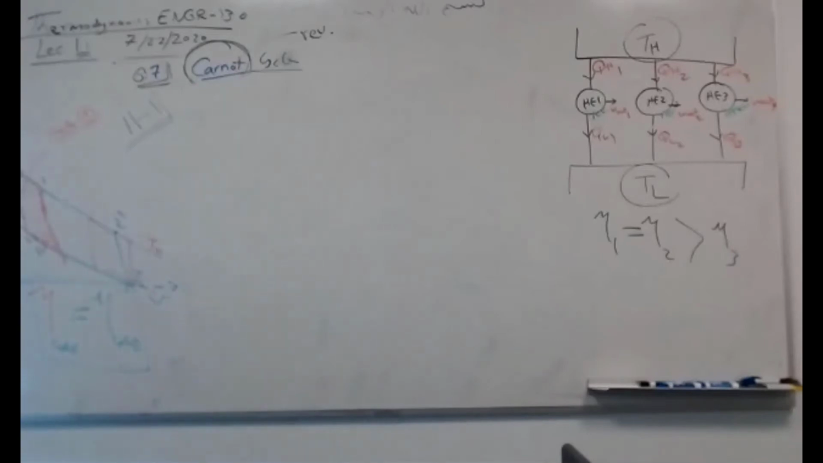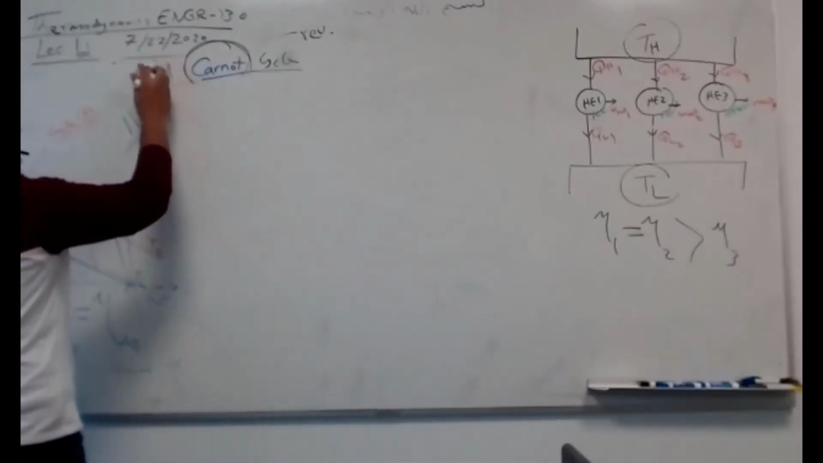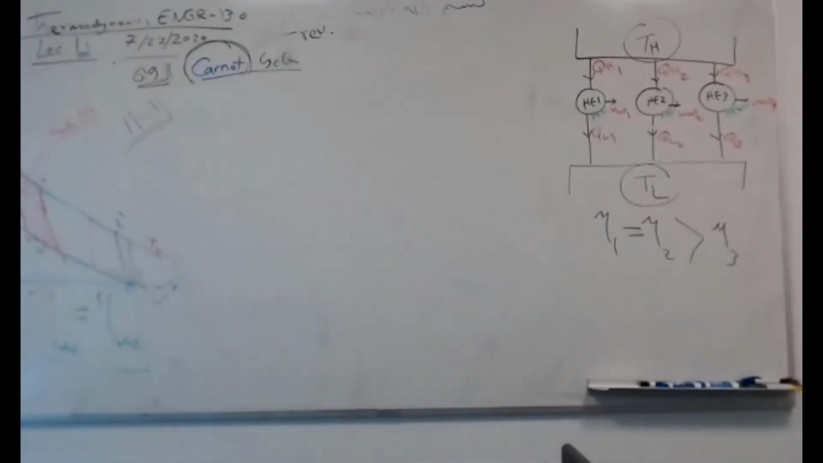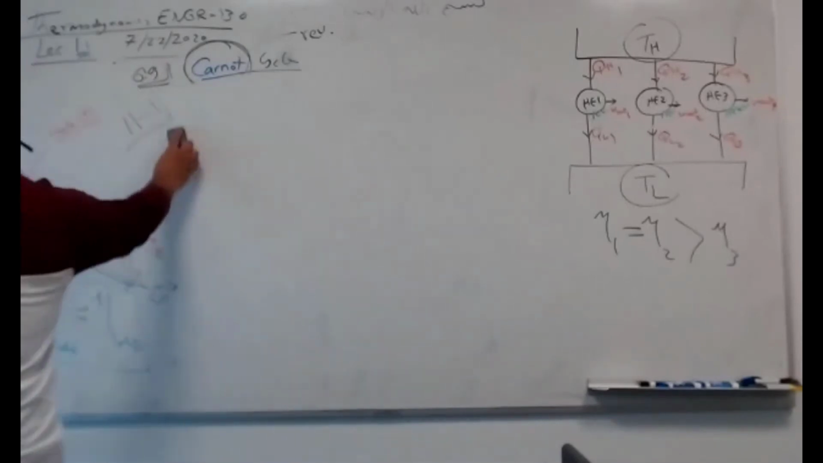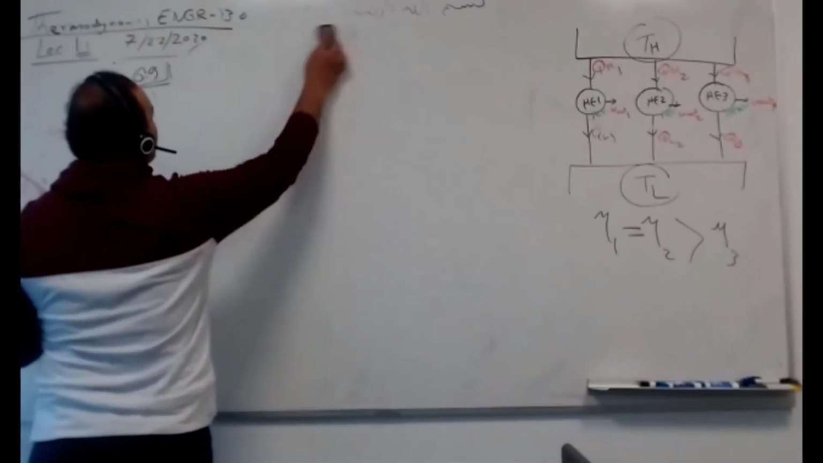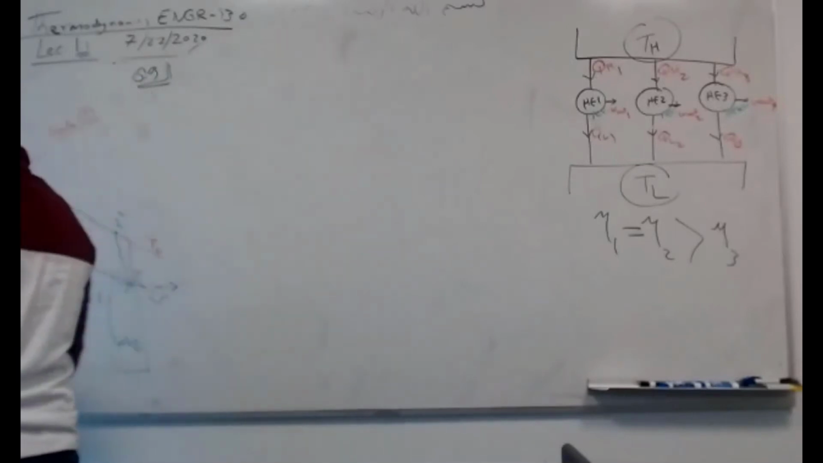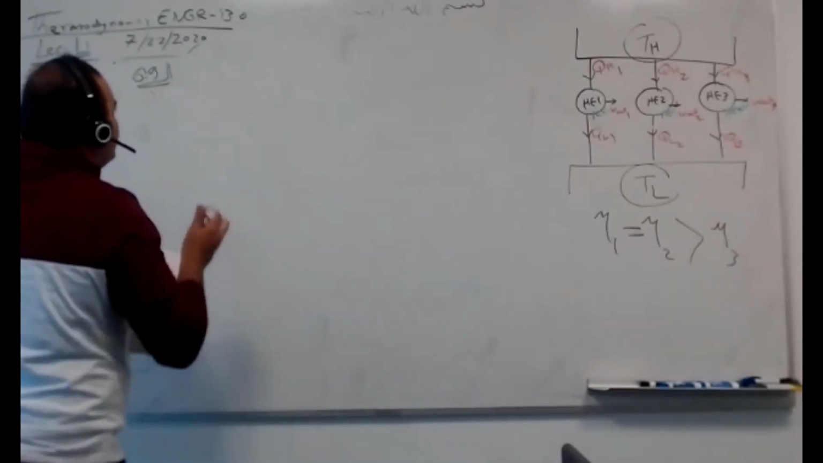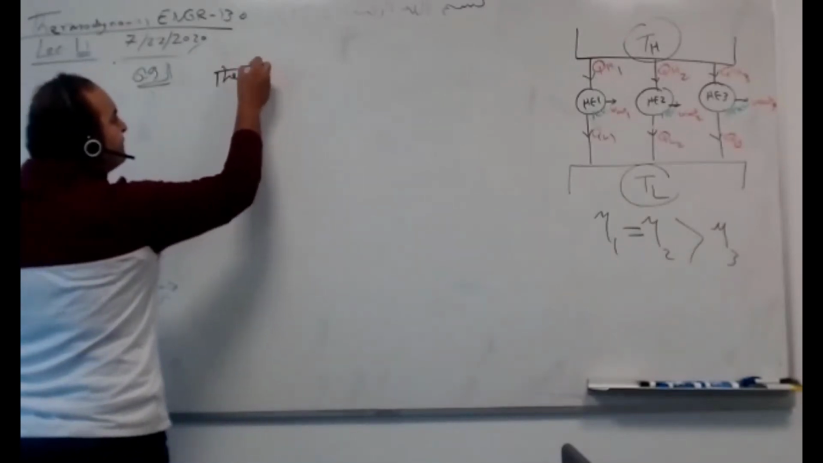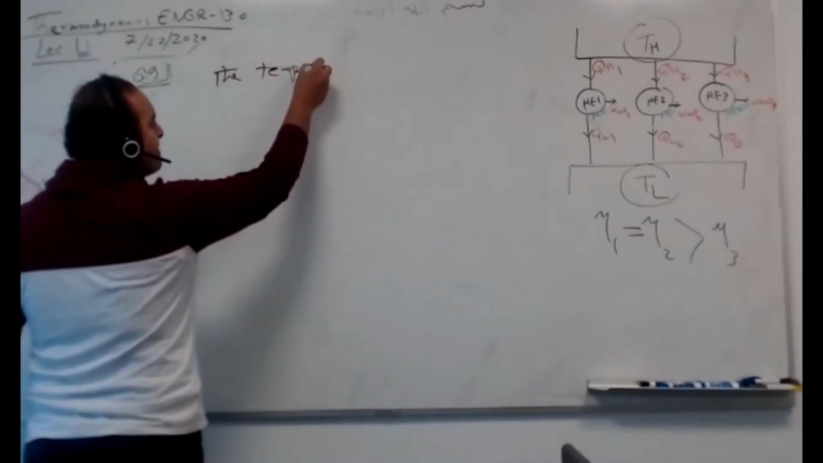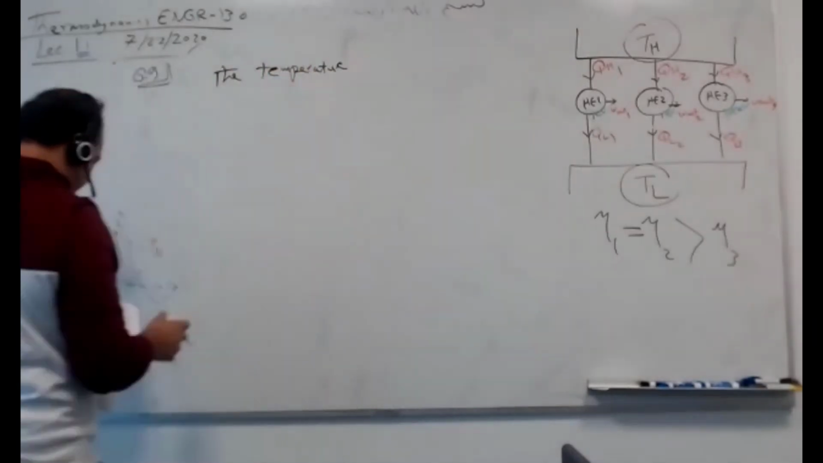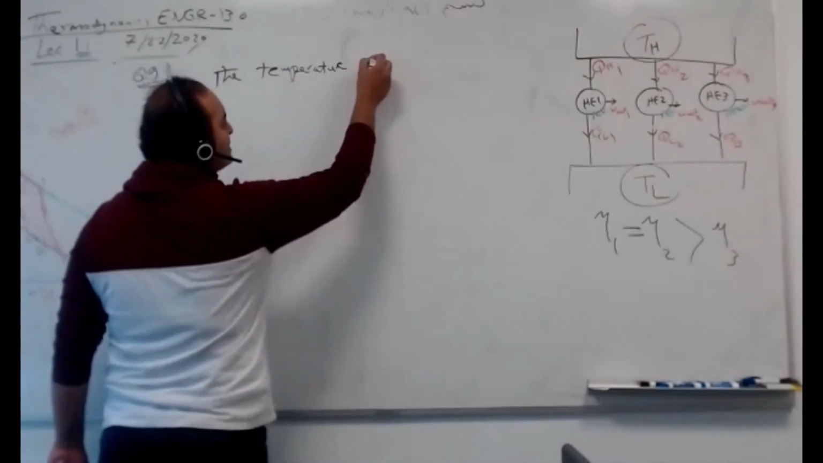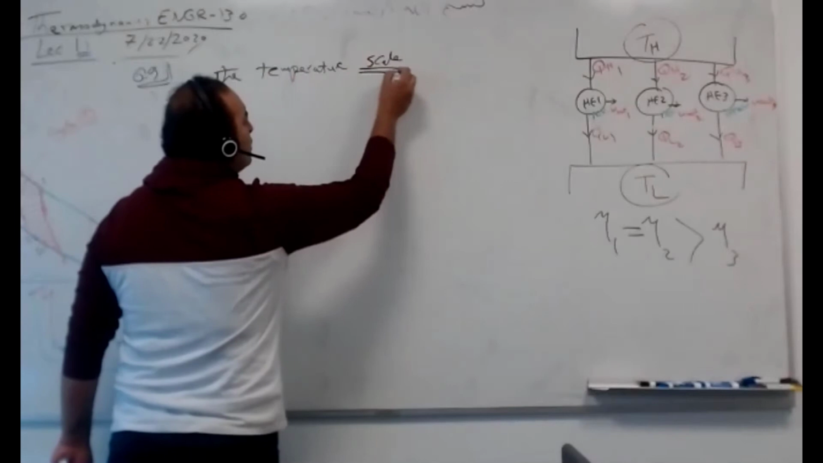There is something in section 6.9. Still, we are in continuity of this page 2. We're still in the Carnot cycle generally, but also we need. So he said there is something called the temperature scale, or thermodynamic temperature scale.